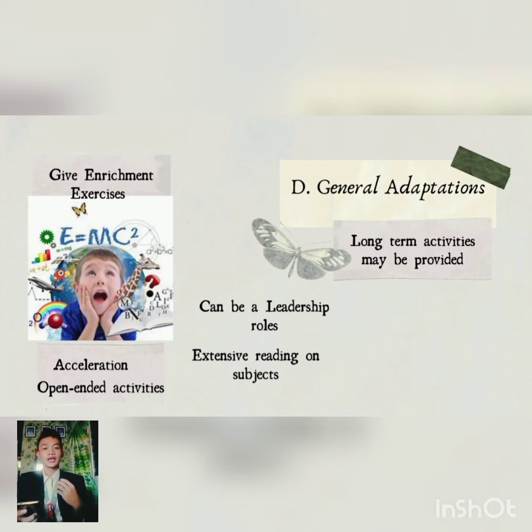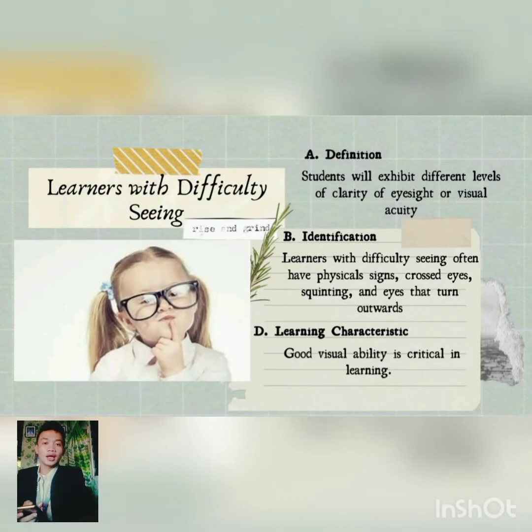If there are gifted students, there could also be some non-gifted students to talk about. Second topic, we will talk about the learners with difficulty seeing. How could these learners be? There are some students with hampered or restricted vision. Learners with difficulty seeing are those with issues regarding sight that interfere with academics.